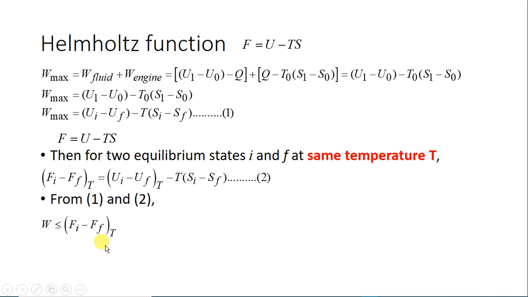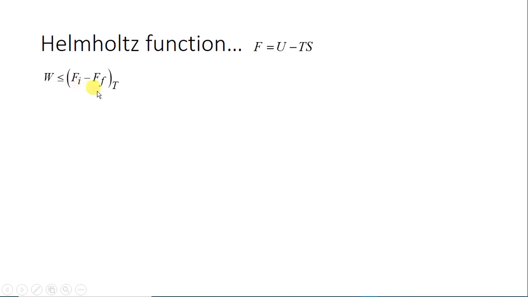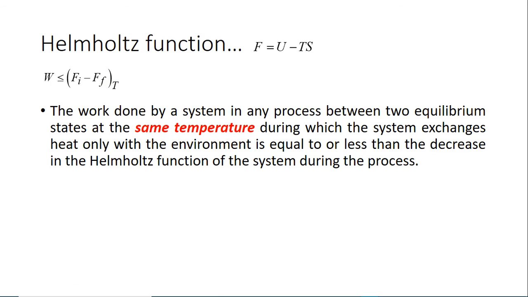So based on this equation we will make a conclusion. W is less than or equal to Fi minus Ff at constant temperature. So what I can say is the work done by a system in any process between two equilibrium states, we have taken the example of equilibrium states as I and F at the same temperature, during which the system exchanges heat only with the environment, is equal to or less than the decrease in Helmholtz function of the system during the process. So you can see this W is less than or equal to the decrease in Helmholtz function. Fi minus Ff means what? Decrease in Helmholtz function.